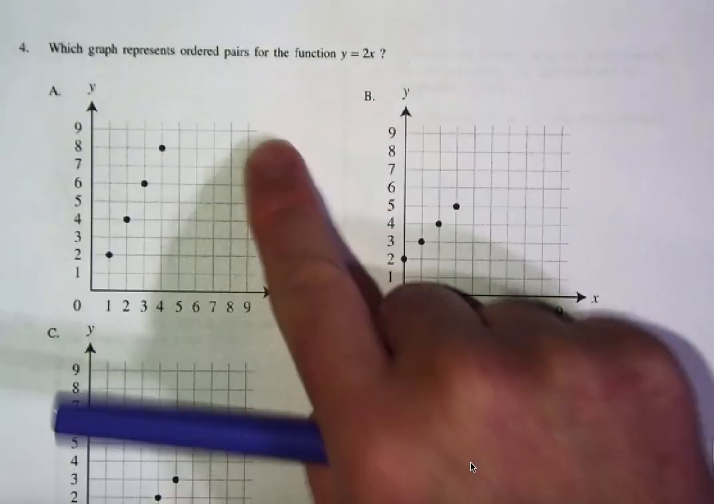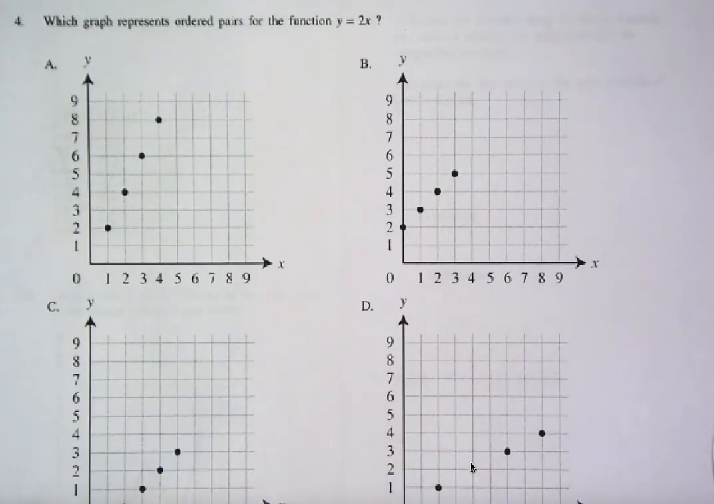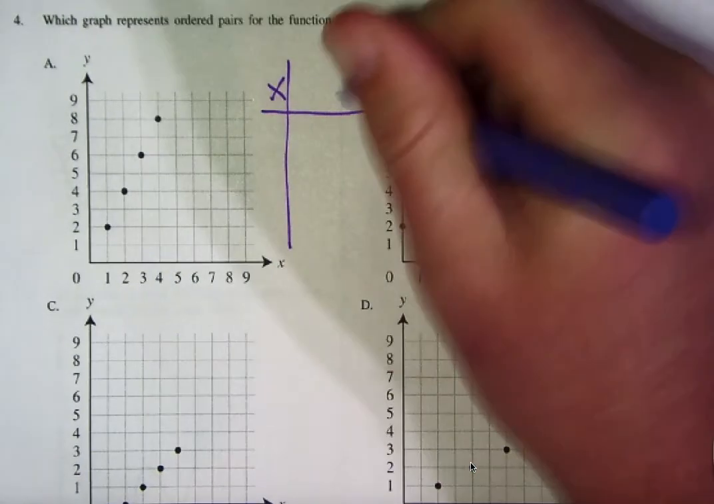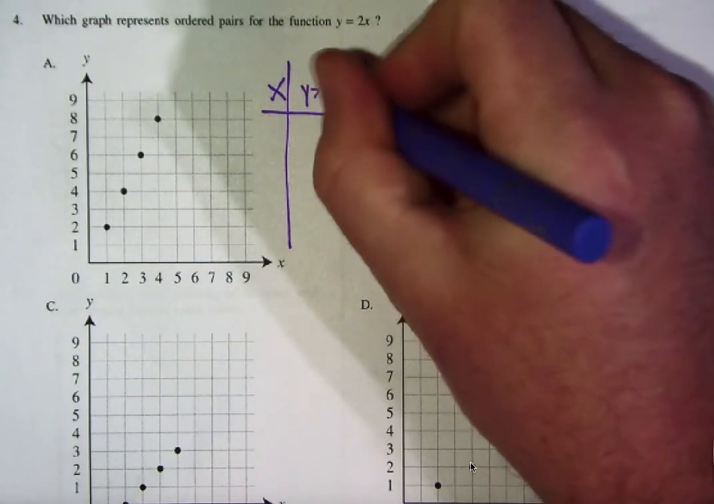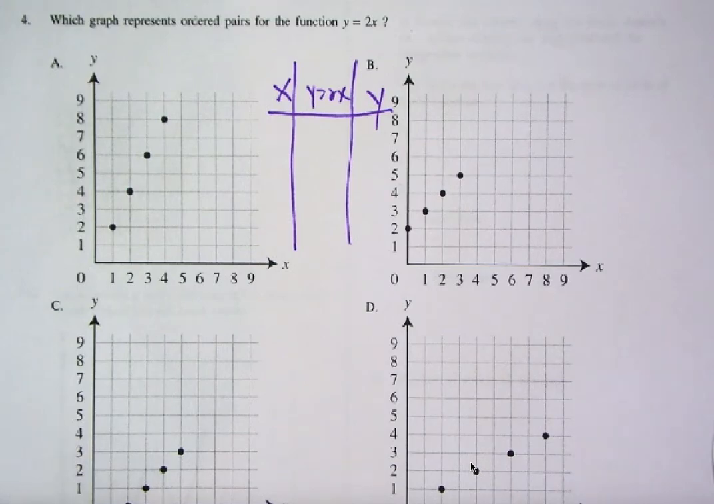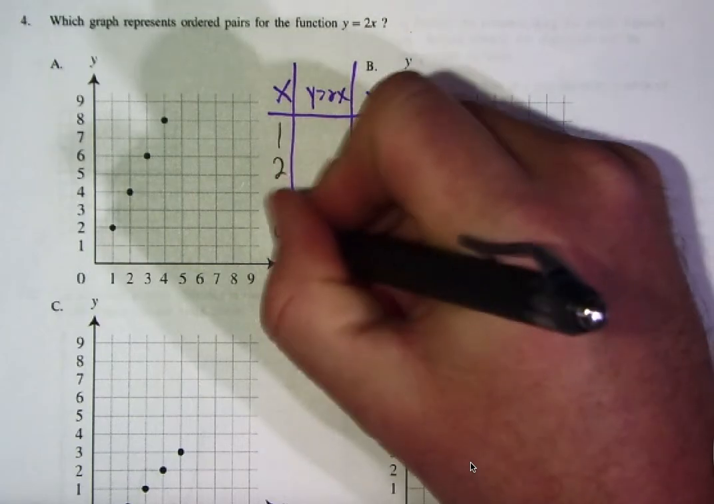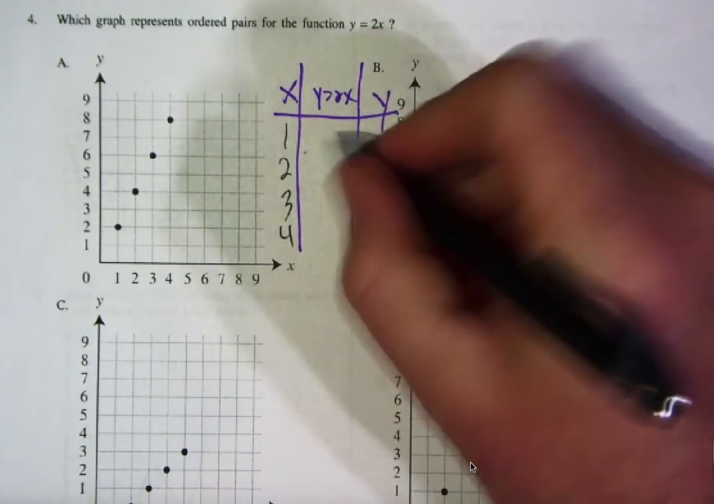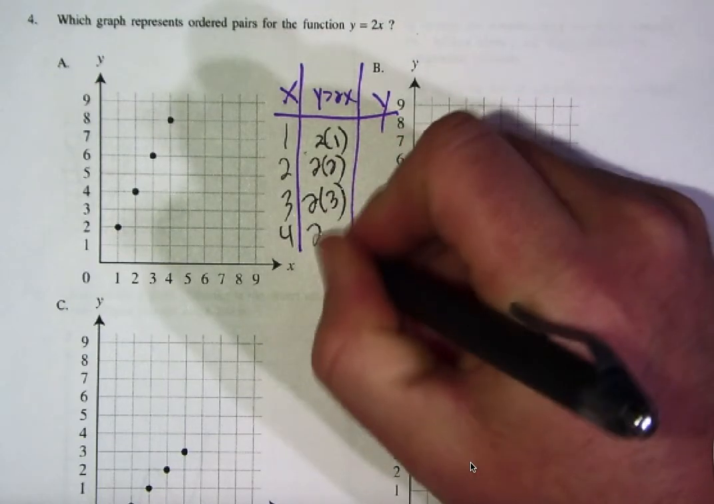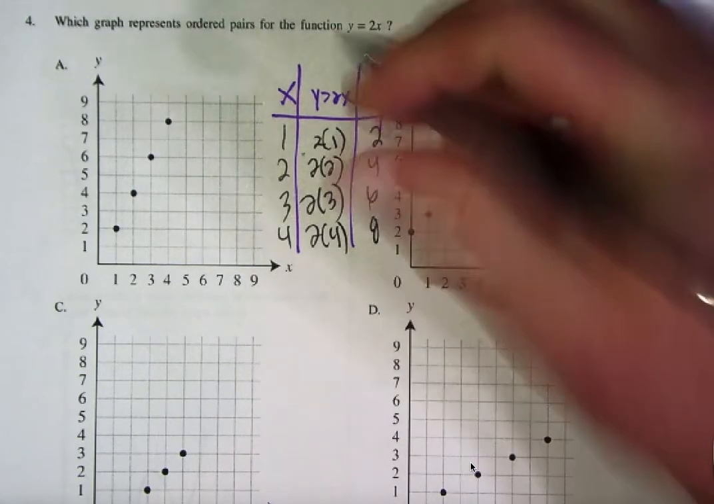Okay, so which graph represents the ordered pairs of the function y equals 2x? Well, we've been graphing. So the thing you want to do is make a table, we know y equals 2x, and pick some points, right? You could see from all of these, it starts at 0, 1, 2, 3, 4. So I'm going to go 1, 2, 3, 4. I'll plug it into my function, 2 times 1, 2 times 2, 2 times 3, 2 times 4, because it says 2 times x. I get 2, 4, 6, 8.